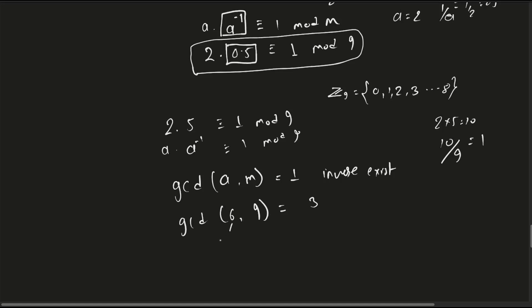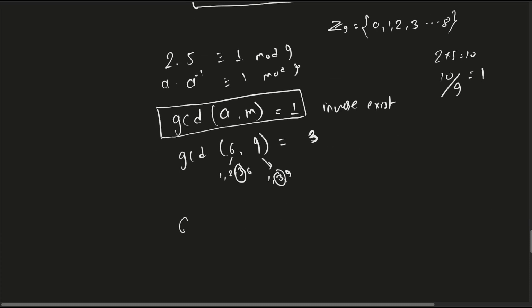The factors of 6 are 1, 2, 3, and 6 itself. For 9, we have 1, 3, and 9. So 3 is the greatest common divisor. Now, it does not fulfill this property of the GCD of A and M being 1. In our case, it's 3. So in this scenario, 6 does not have the multiplicative inverse. So we can never write 6 times 6 inverse is equivalent to 1 mod 9. This is wrong.